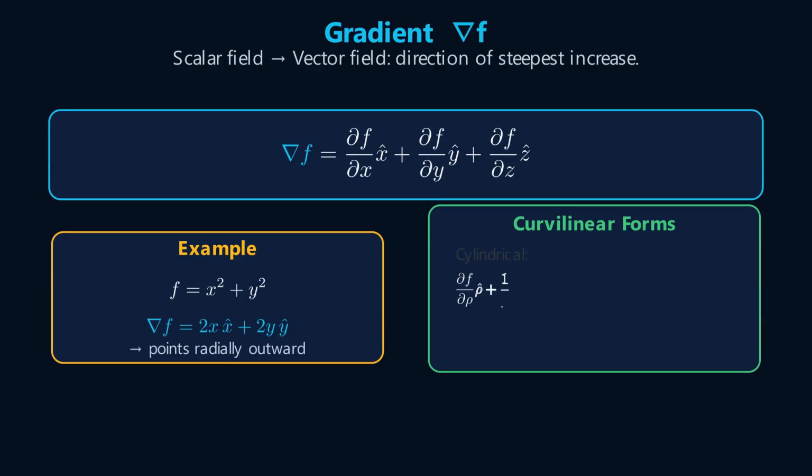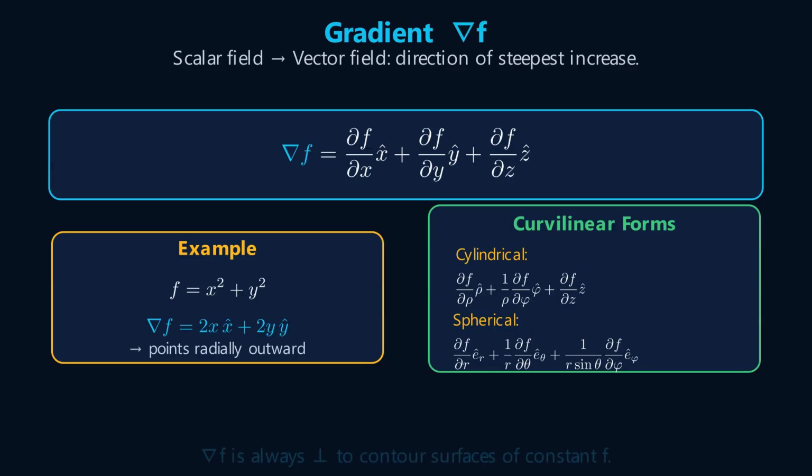A simple example: if f equals x squared plus y squared, then nabla f equals 2x x hat plus 2y y hat. This points radially outward from the origin, which makes sense because f increases as we move away from the origin.